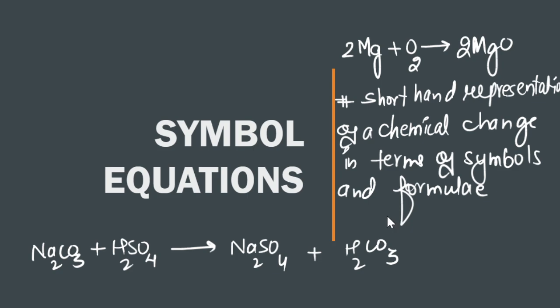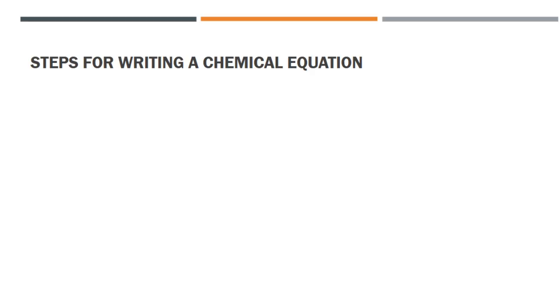Right? Now, how do you write a chemical equation or a symbol equation? So there are a few steps which I am going to tell you in order to help you to write a chemical equation. Now, for writing a chemical equation, you should keep the following points in mind. Number one, the symbols and formulae of reacting substances, that is reactants, they are written on the left hand side. And if there are more than one reactant, then you put a positive sign in between them, right?